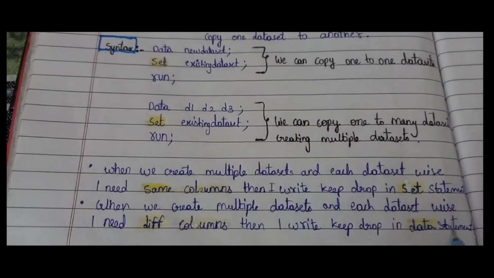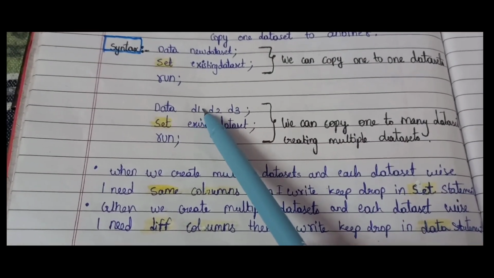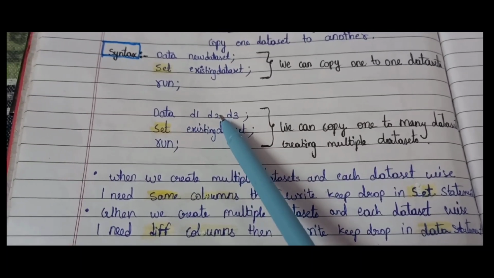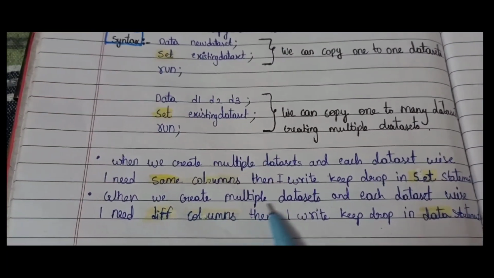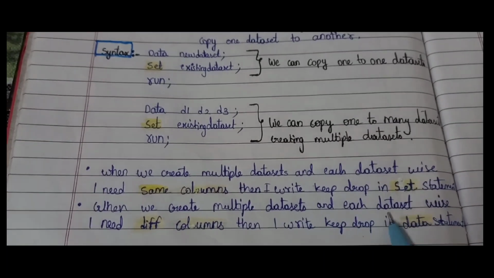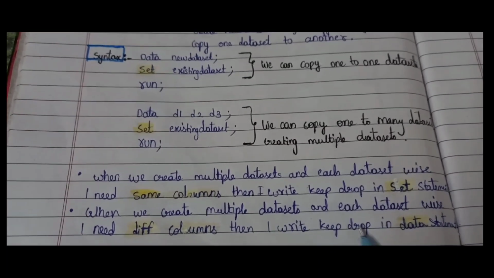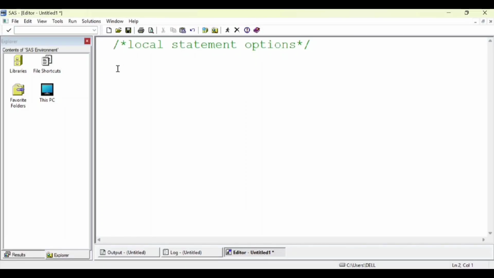In the data statement, we will write. Here only we will open the parenthesis and close the parenthesis. We will write keep equal to ID max, keep equal to ID physics, like that. Clear? So when we create multiple data sets and each data set needs different columns, then I write keep and drop in the data statement. So those are the local statement options we'll talk about.